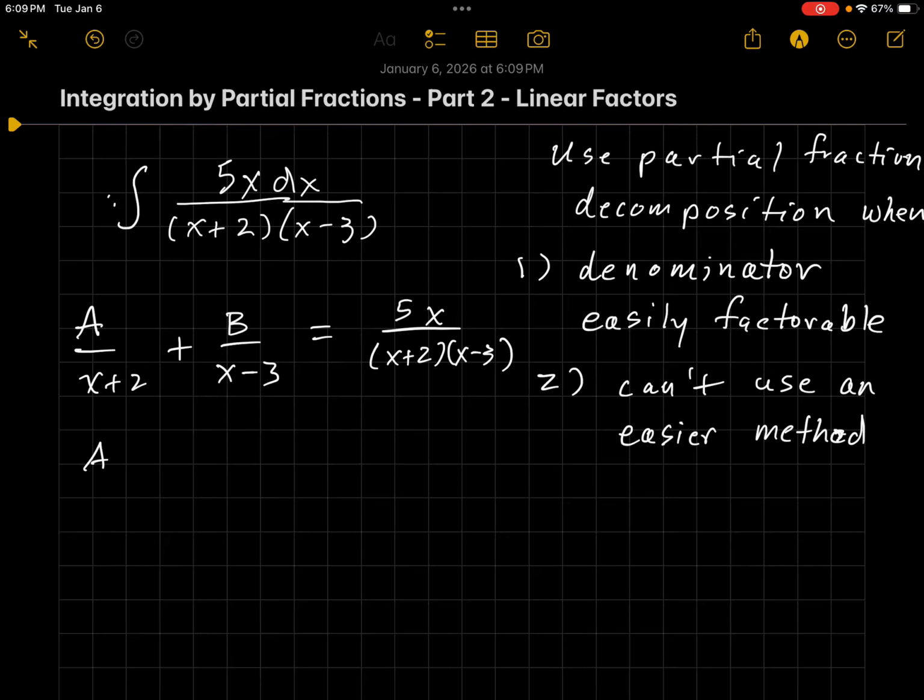Let's go and solve this one. We'll find a common denominator. So I'll get a times x minus 3 plus b times x plus 2. Get a common denominator. We're going to ignore it and solve across the top. Equals 5x on the other side.